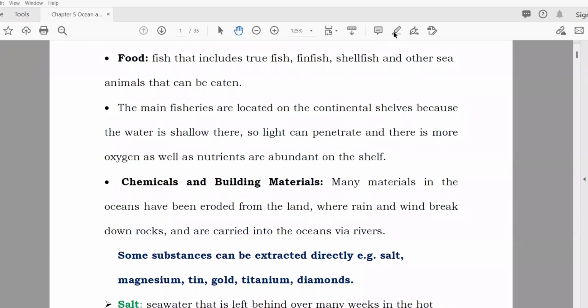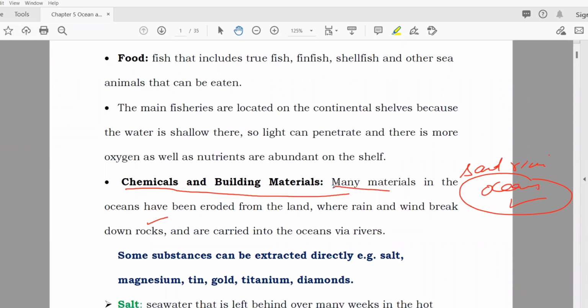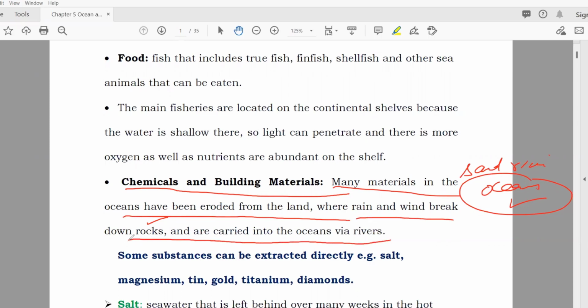After that, not only food are we getting from the oceans, we are also getting chemicals and building material. Sometimes you'll find that the building materials used in construction are found in rocks, and sometimes these rocks are carried from the oceans, and sometimes they even get sand from the rivers or oceans. But we're talking about oceans here. So, chemicals and building material: many materials in the oceans have been eroded from the land, where rain and wind break down the rocks and carry them into the oceans via rivers.